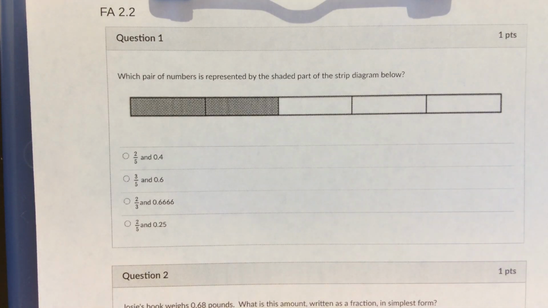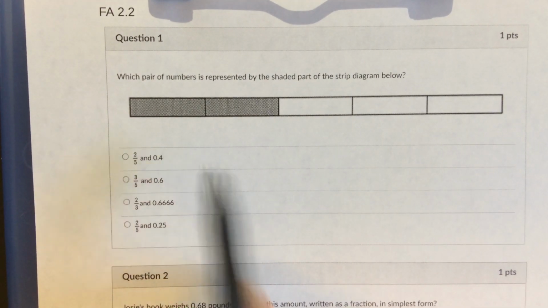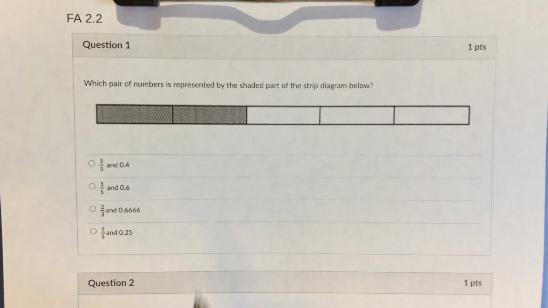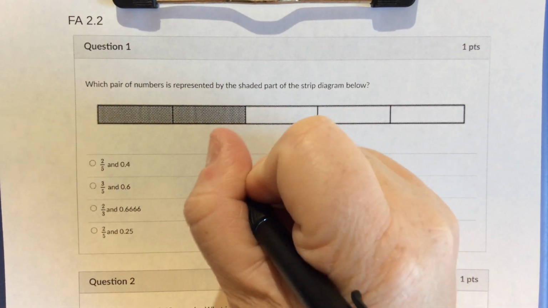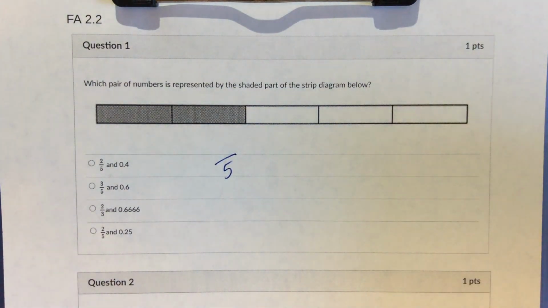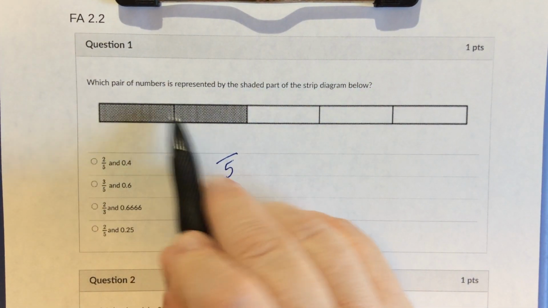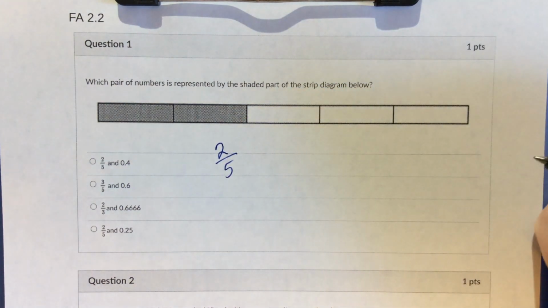Okay, so which pair of numbers represents the shaded part of the diagram? Well, there are 1, 2, 3, 4, 5 pieces. That's your denominator. And your numerator is the part that's shaded. There are 2 pieces. So 2/5 is shaded.